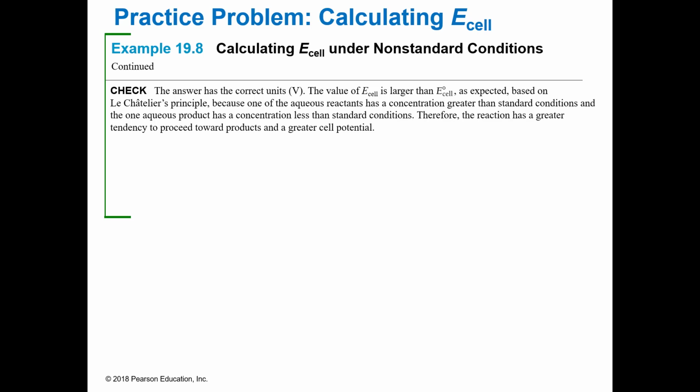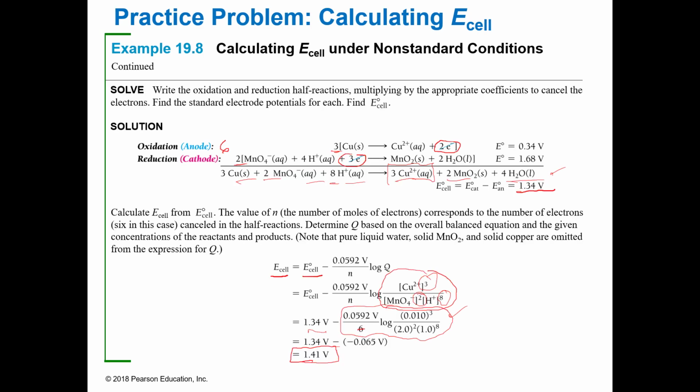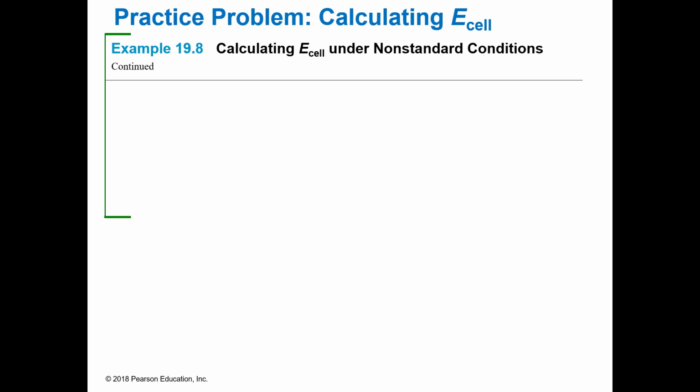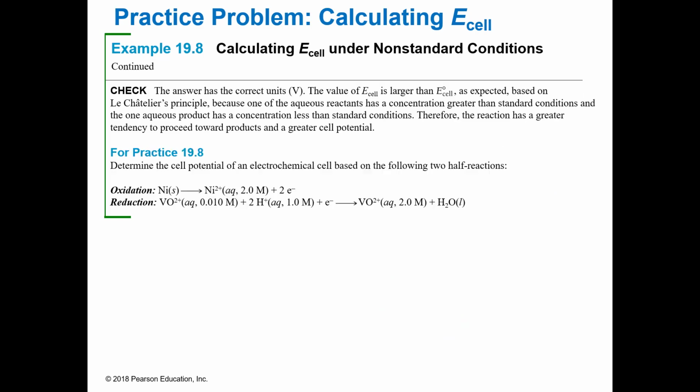I think it's worth talking about that. If you go back and you see that the reactants were in higher concentration than standard conditions, and this product is much lower than standard conditions, this reaction is going to shift to the right, which generates more voltage.